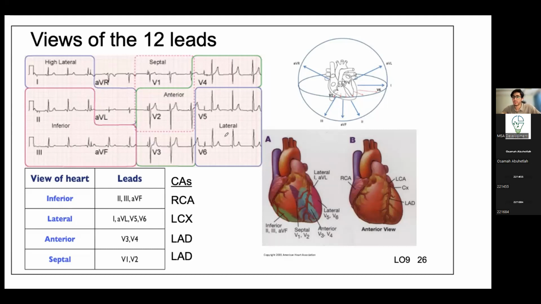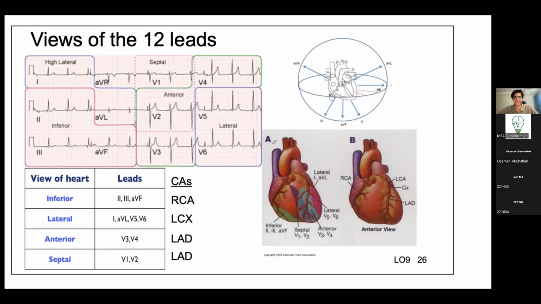1, AVL and V5, V6, if you remember, are more lateral, right? So they're looking at the heart from the more lateral perspective. So if there's any abnormality in the lateral perspective of the heart, it's going to show up in 1, AVL, V5, and V6. If we have a problem in the anterior or the septum of the heart, it's going to show up in V1 to V4. All right.